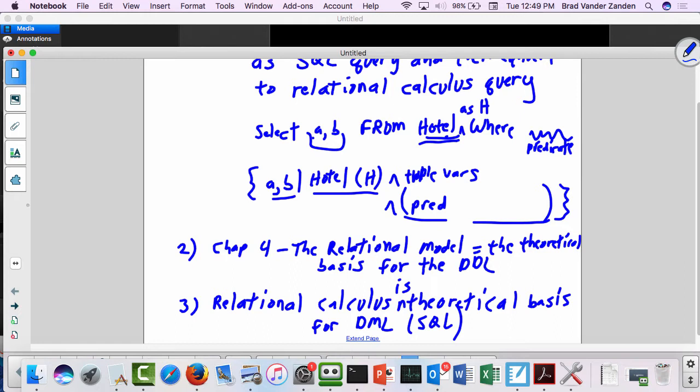And I know it's easy to think that the relational algebra is the theoretical basis because when you write those relational algebra queries, they look so much like SQL. And when you write those relational calculus queries, somehow they don't seem like they're from SQL. But the relational calculus really is the theoretical basis for the DML, and it is what SQL is modeled on. It's not modeled on the relational algebra.